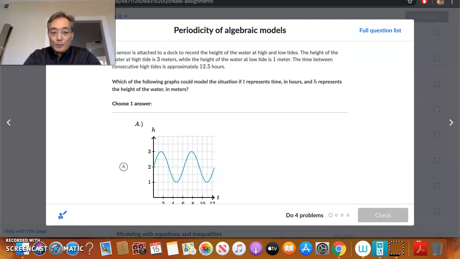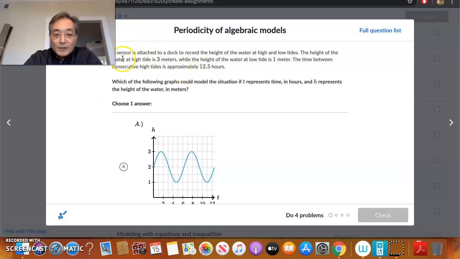Hi everyone. We're going to look at some problems that deal with periodicity of algebraic models. So again, we're talking about modeling, right? And we're talking about how do we take a real life situation and translate it into a mathematical expression using numbers and symbols. Or graphs, right? It could be an algebraic representation, or it could be a visual, a graphical representation, etc. So here we have a problem that deals with the tides.